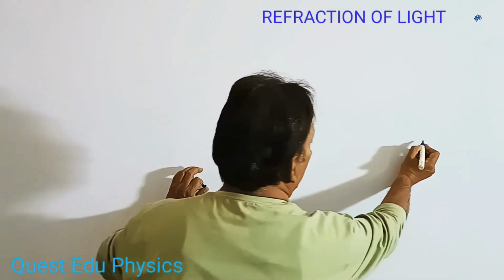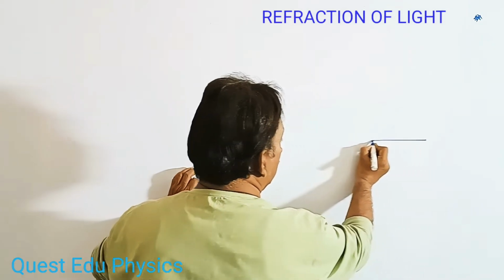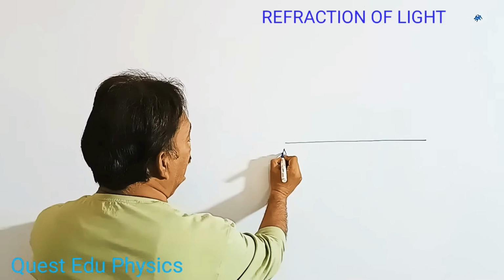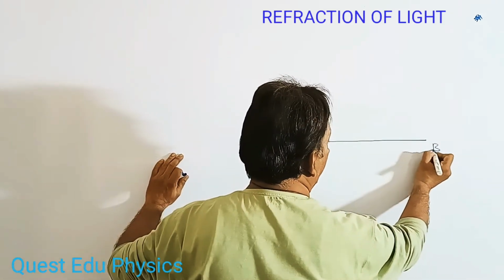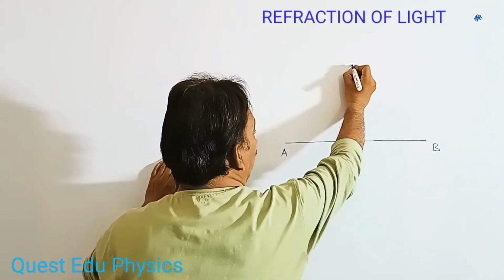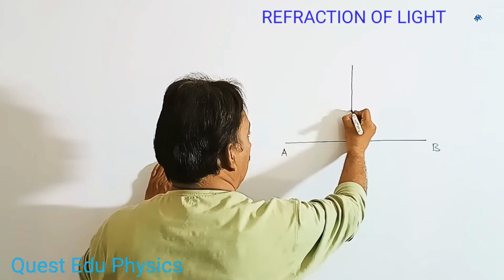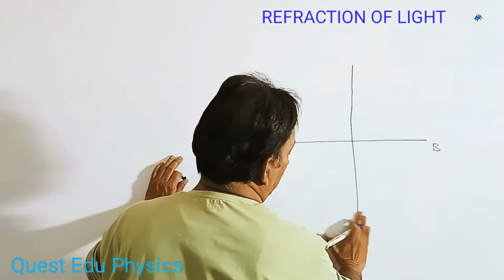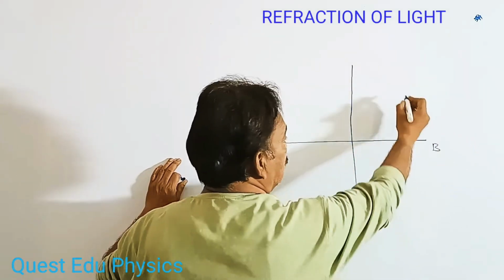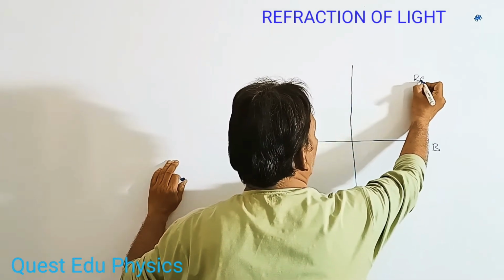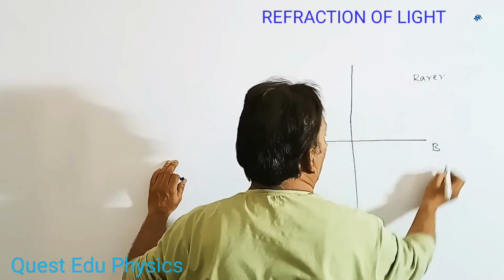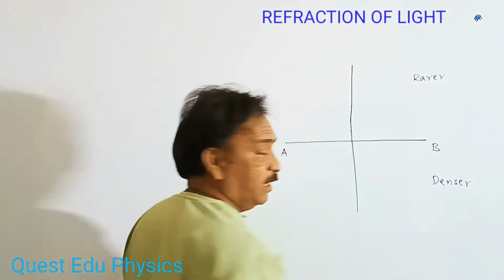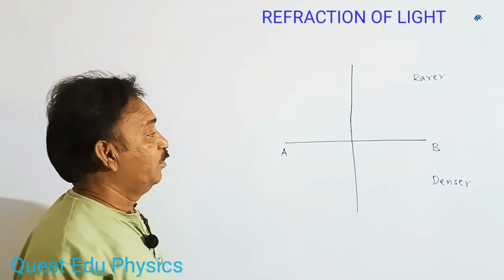Say it is the boundary of separation between two different media, and we are calling them A and B, and we are dropping a normal. It is a normal which is drawn over this boundary of separation. Say this is the rarer and this is the denser. They are the optically rarer and denser media, students.